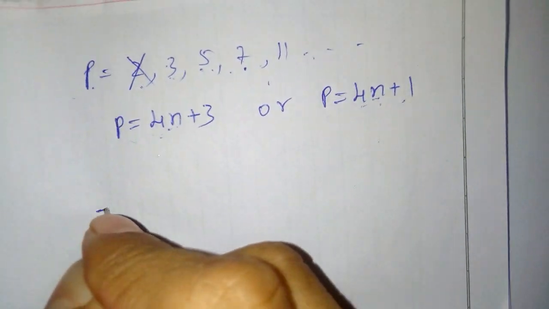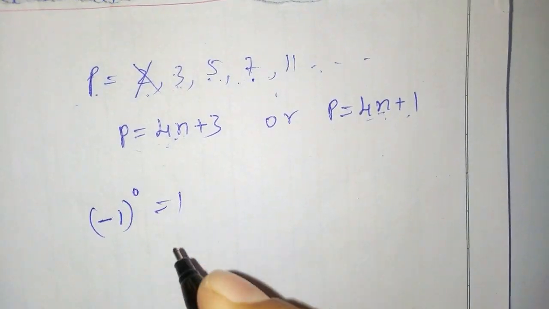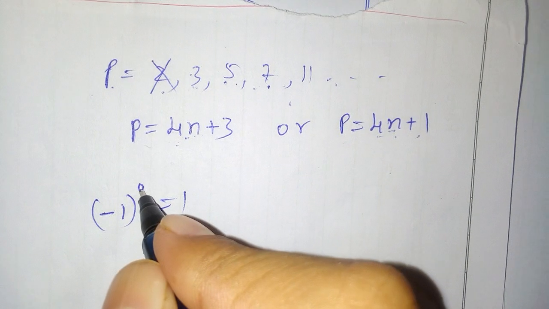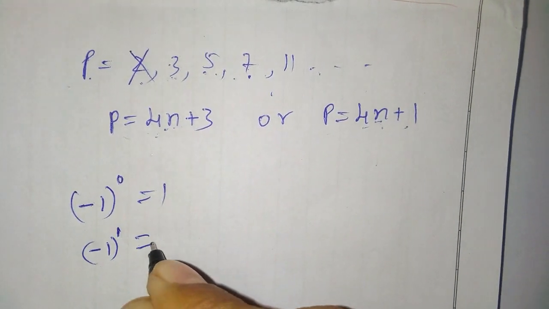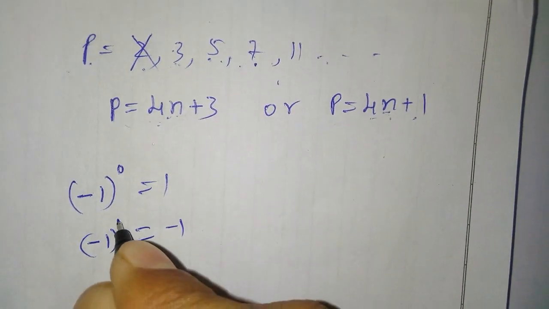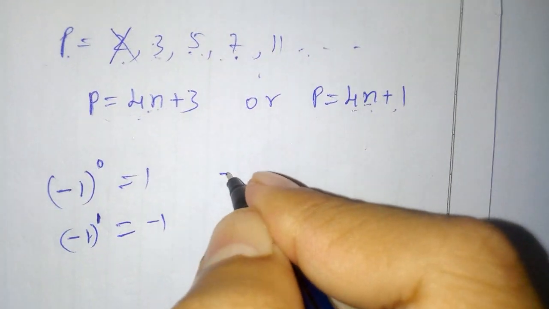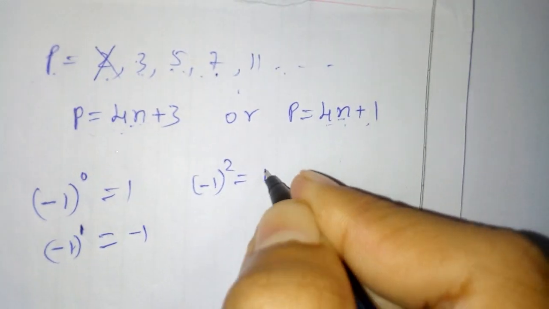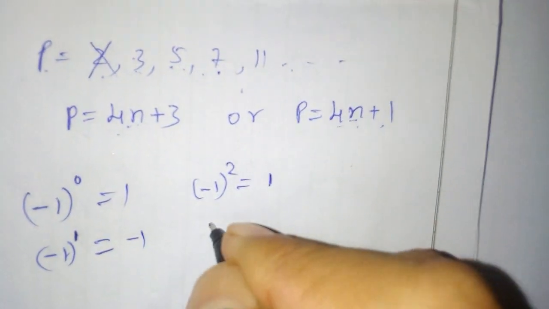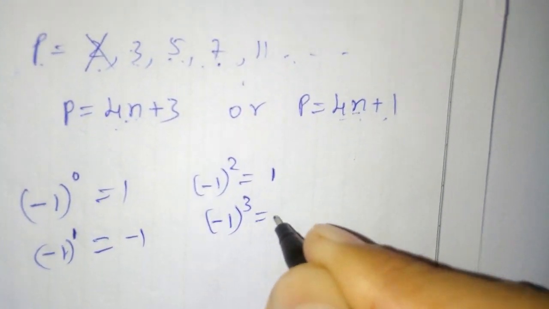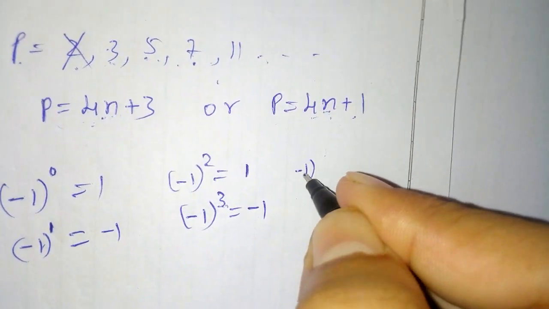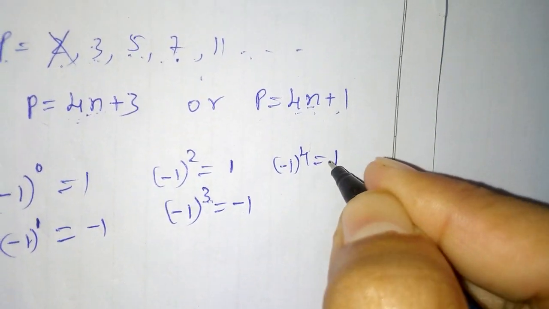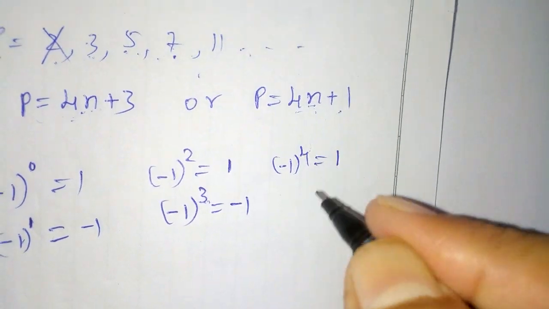For example, we can see that (-1)^0 is 1, and 0 is an even number. (-1)^1 is equal to -1, and 1 is an odd number. (-1)^2 is 1, and 2 is an even number. (-1)^3 is -1, and 3 is an odd number. (-1)^4 is 1, and 4 is an even number, and so on.